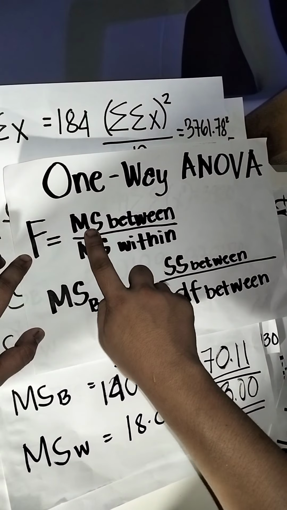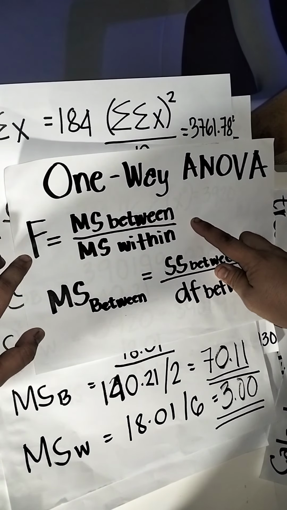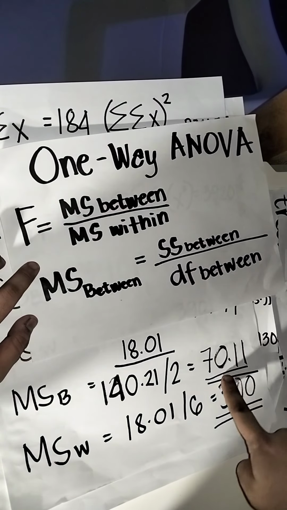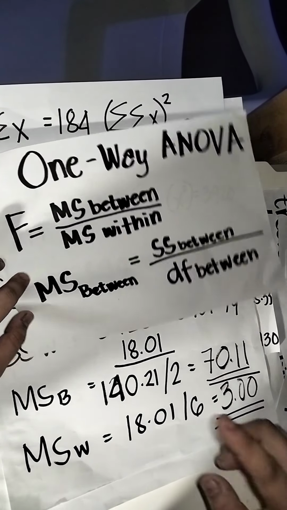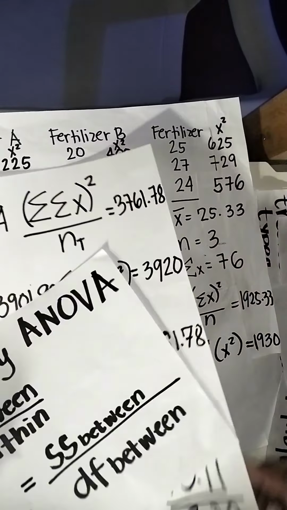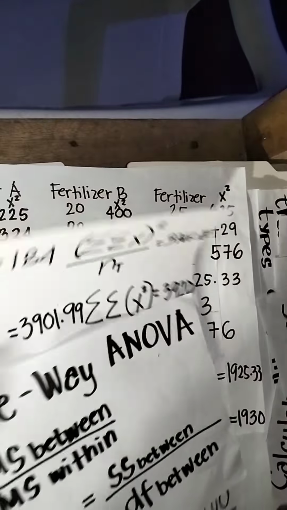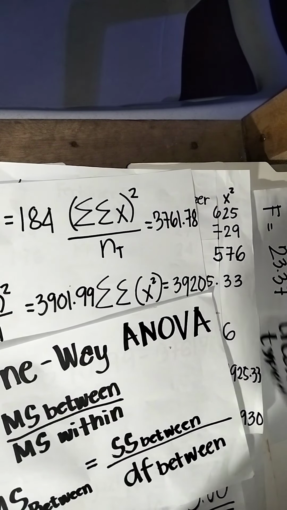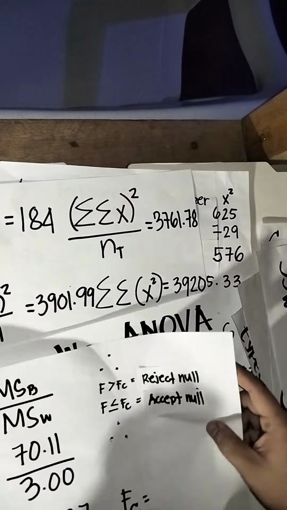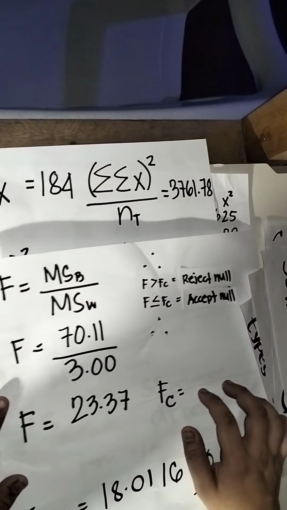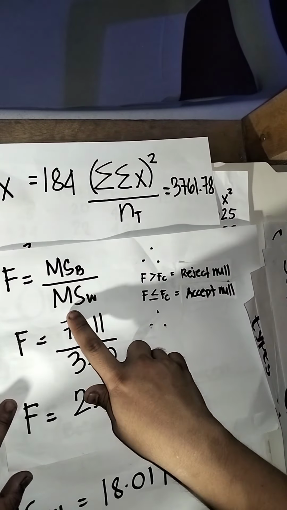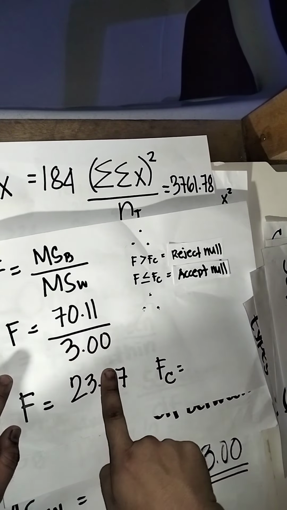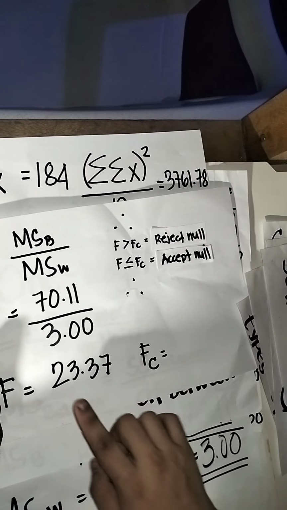So for MS between, we have 70.11. I-divide nato sa MS within, which is 3. So 70 divided by 3, that will be our F statistic. Again, unsaon pagkuha sa ato F statistic? We can get our F statistic by inputting our MS between and MS within. Tapos we have 70.11 divided by 3. Our F statistic is 23.37.